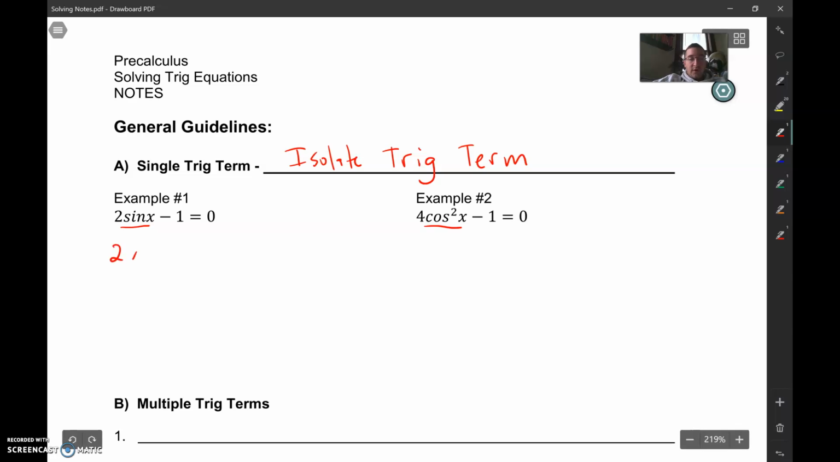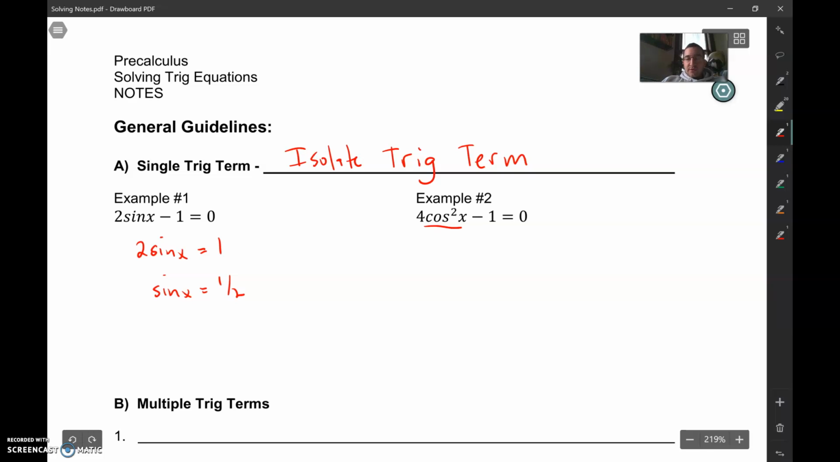So you would all know what to do if this was the equation, right? 2x minus 1 equals 0. You would add 1 and then divide by 2. Same thing is true here. We need to isolate the sine of x. So I'm going to add 1 to both sides, divide by 2, and I have sine of x equals 1/2.